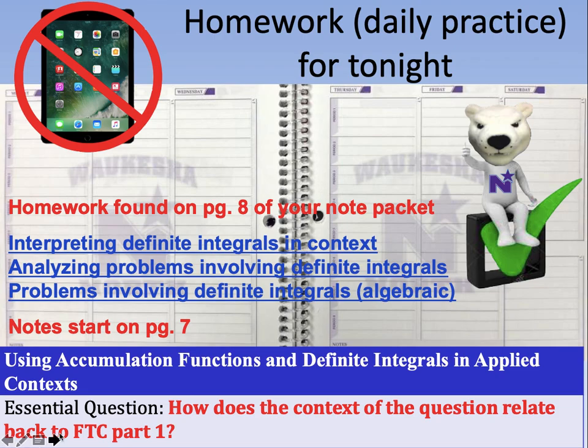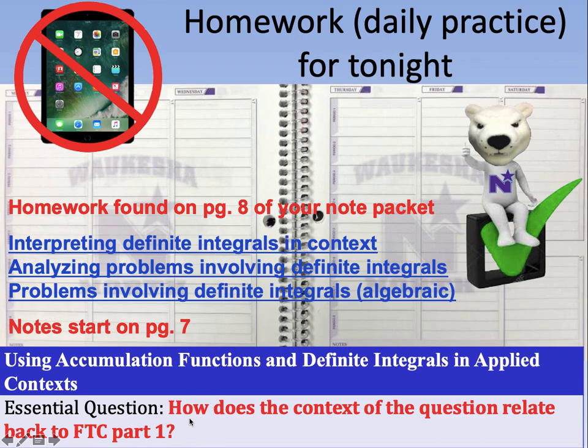So in this section, we are going to talk about accumulation functions and definite integrals in applied contexts. We had something similar to this back when we were doing derivatives about contextual information. This starts on page 7 of your notes, and your homework is found on page 8. Your homework is these 3 cons.